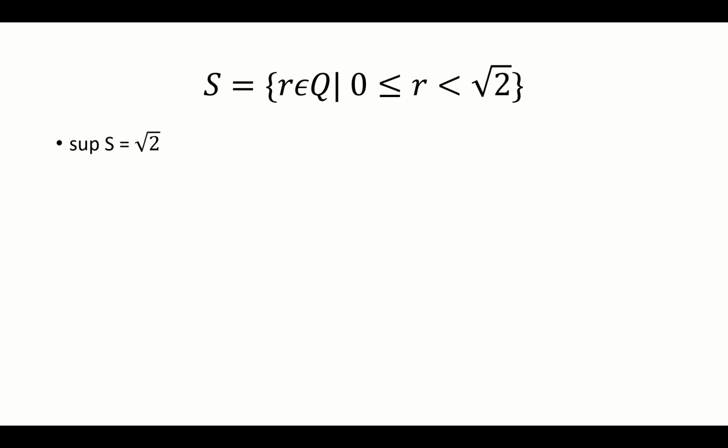Now for the infimum, which is the greatest lower bound, we see that r is bounded below by 0, and that is the greatest lower bound. So we'll say the infimum is 0.